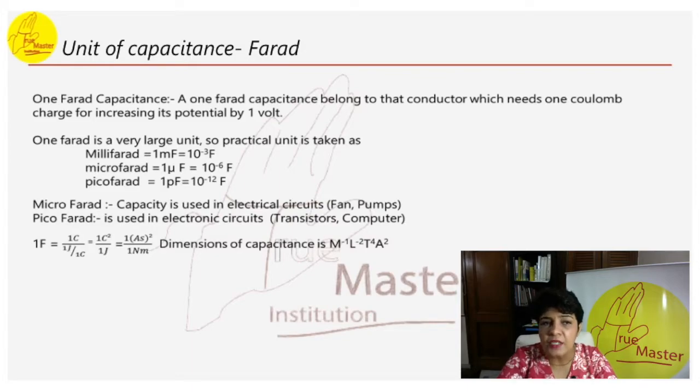So the practical unit is taken as milli, micro or pico farad. For fans and pumps, we use micro. For transistors and computers, we use pico. So micro for fans, and pico for transistors. These are the various values for the different farads.